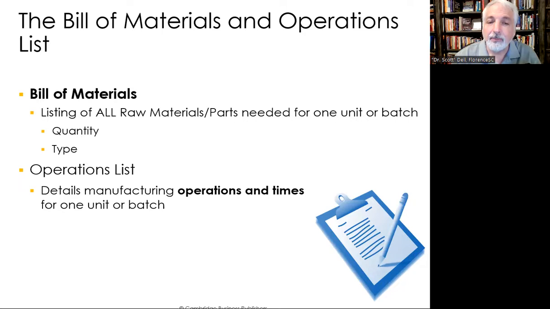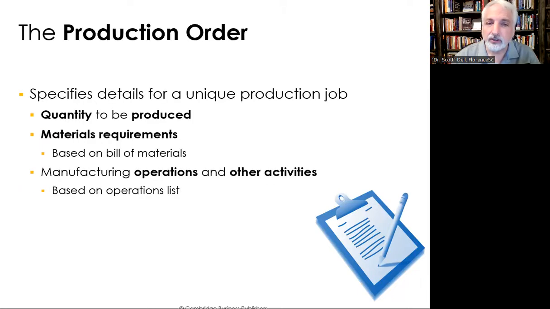And then we have the operations list. So these are detailed operations on what we need to do. 10 minutes, heat this up, and 15 minutes to handle this. And whatever we're doing in the manufacturing process is part of the operations. And combined, that gives kind of a roadmap to when and how we produce things.